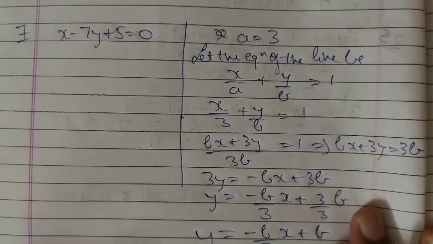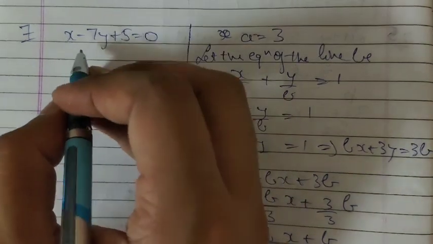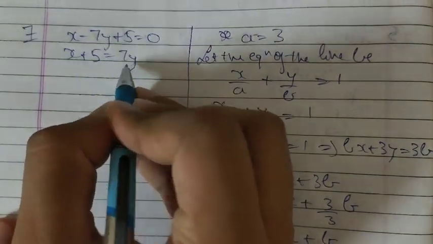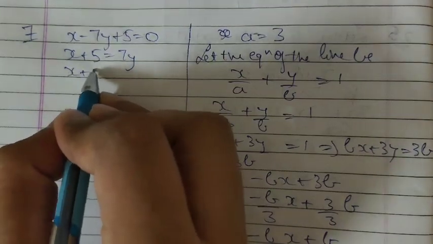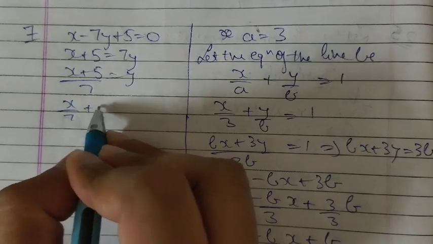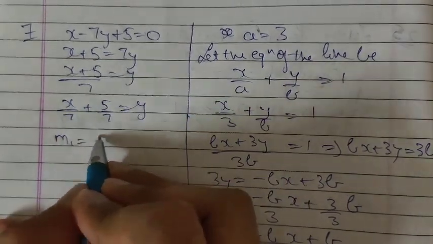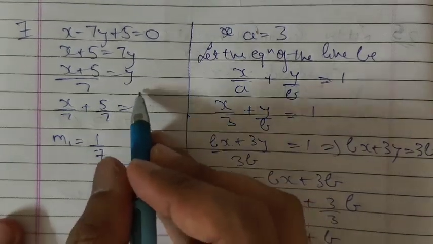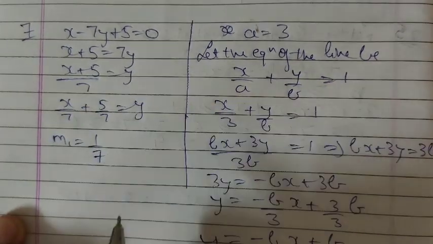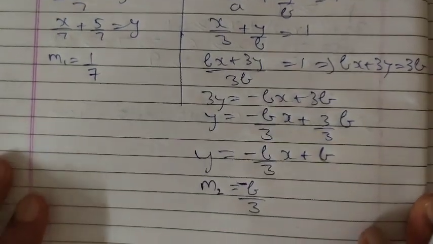Now let's come to this equation, x minus 7y plus 5 is equal to 0. From here we can say x plus 5 is equal to 7y, or x upon 7 plus 5 upon 7 is equal to y. Because this is also y is equal to mx plus c, m1 is 1 by 7. So m1 is 1 by 7, m2 is minus b by 3.